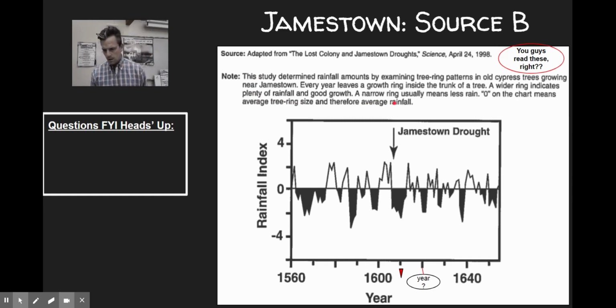All right. Let's see. Graphing rainfall index. So let's see. Here is the average.